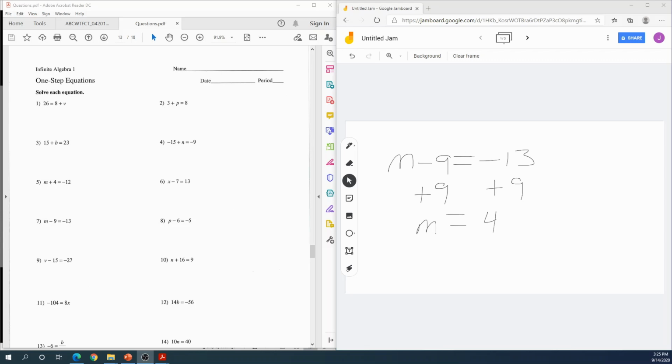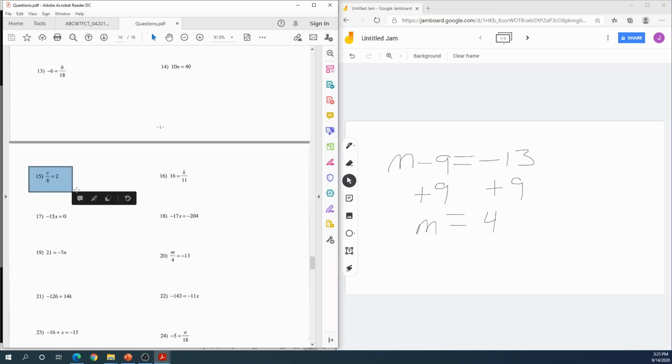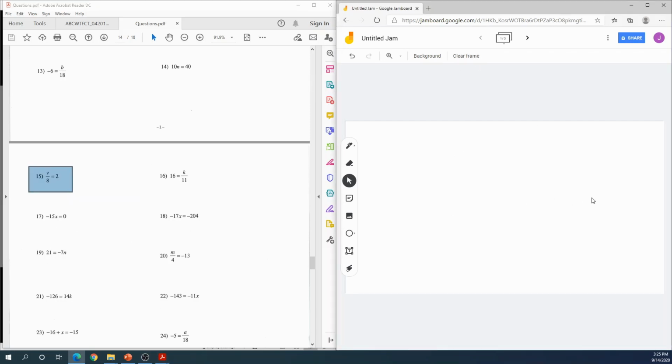Let's jump down and take a look at problem number 15. So for 15, we get v divided by 8 is equal to 2. We'll multiply both sides of this equation by 8. So similar to how we were writing these out previously, we'll multiply by 8 is equal to 2 times 8. What we do to one side of the equation, we'll do to the other side. And we get v is equal to 16.